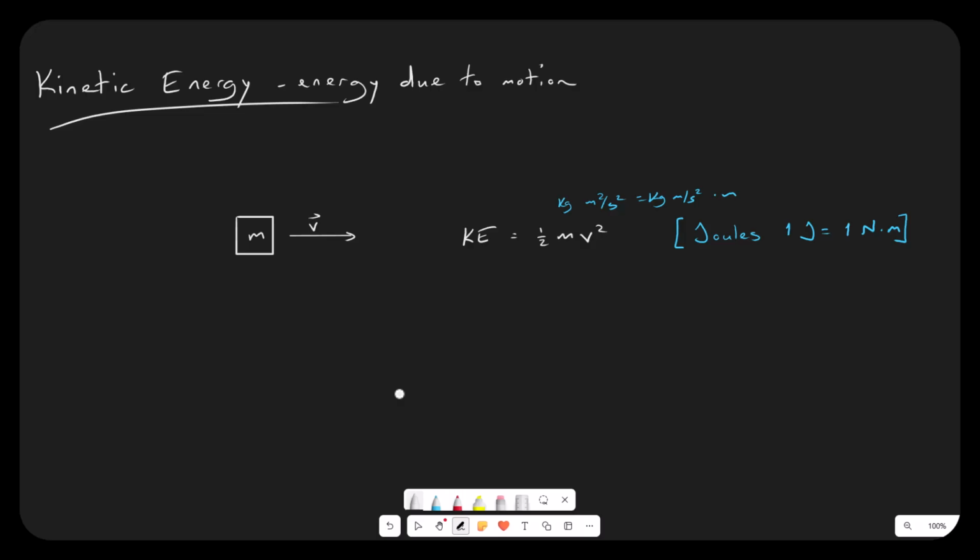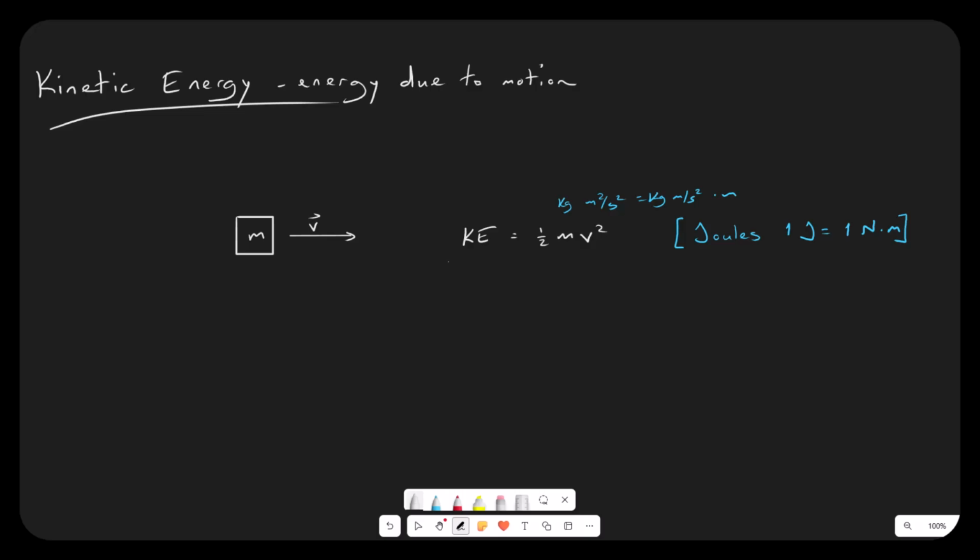You've got an intuitive feel for this already, at least to a certain point. If I have a ping pong ball moving at 10 miles an hour, that's going to carry some amount of energy. If I have a bowling ball moving at 10 miles an hour, that's going to carry more energy. There's some kind of a feel for how this thing works.